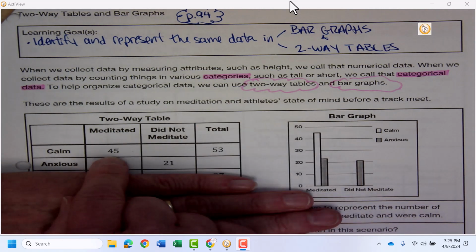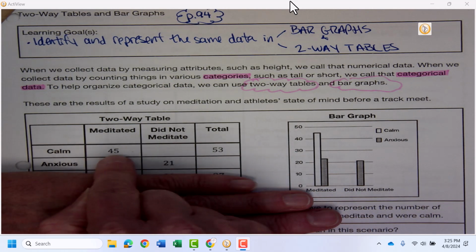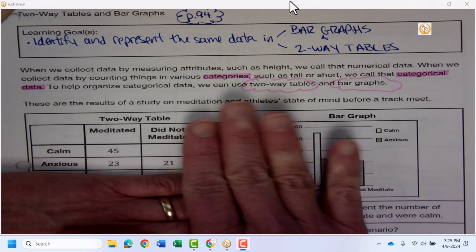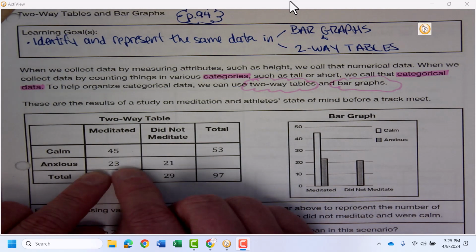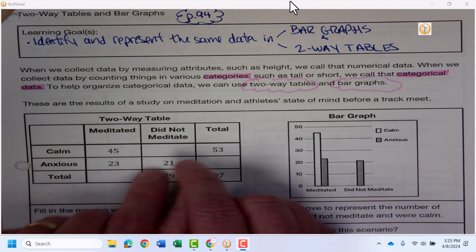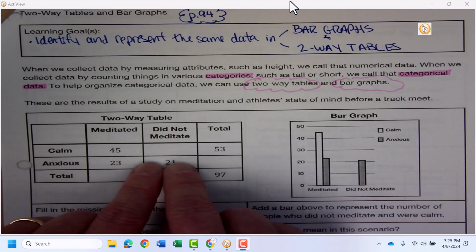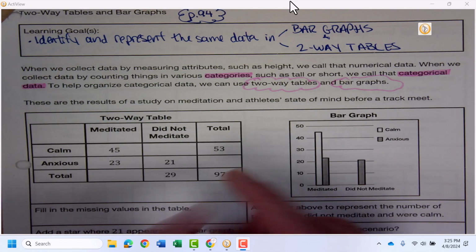You can see that of all the athletes that they interviewed, we have 45 students that have these two qualities. 45 students, they were calm and they also meditated. And we have some other numbers that we can look at as well. We have 23 that were anxious, even though they meditated. So that's what we have in these four cells here where the headings intersect. But then we also have those, the row and the column that I covered up that are the totals.